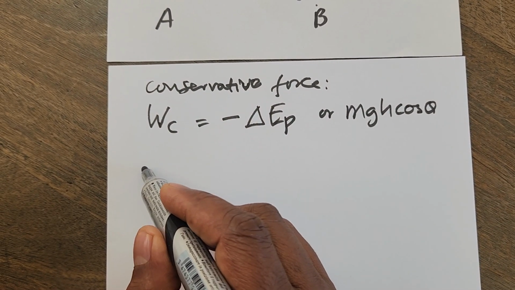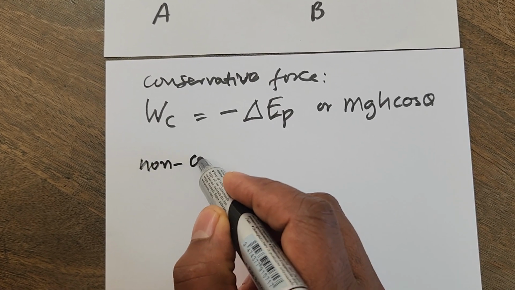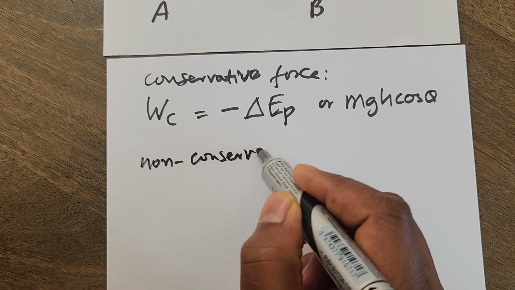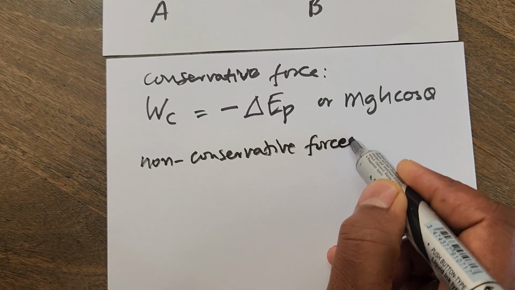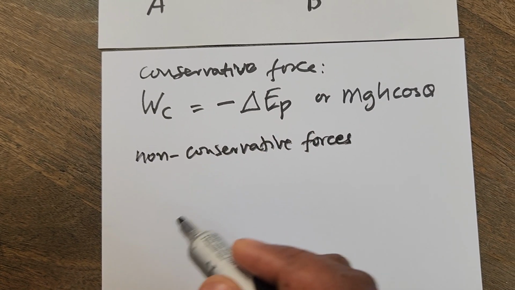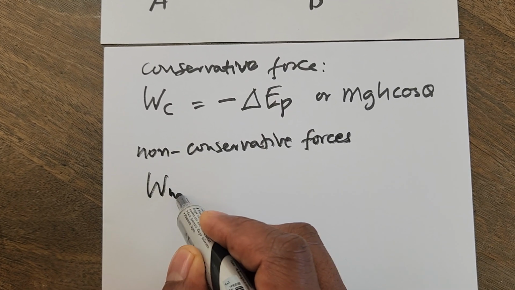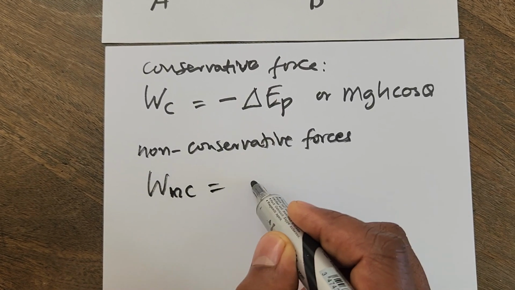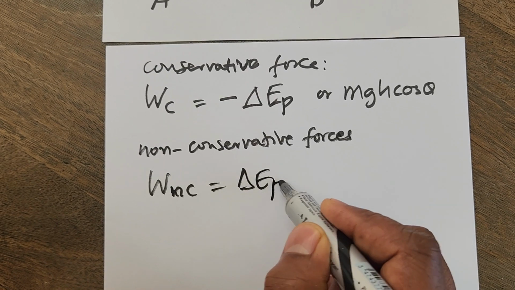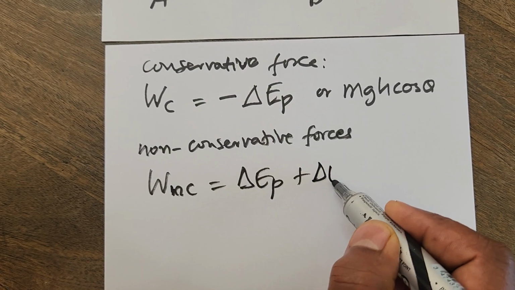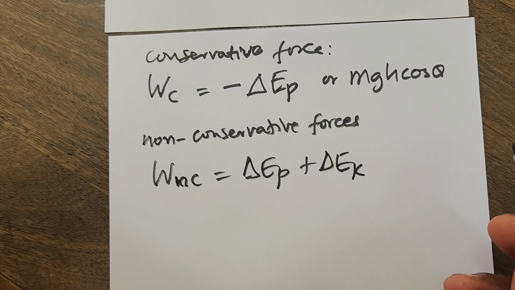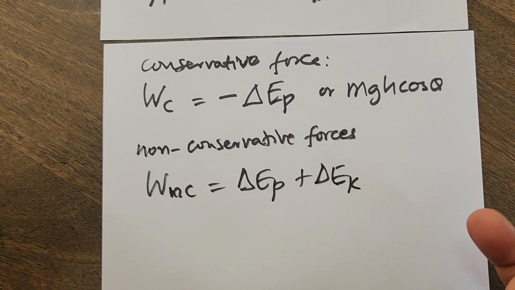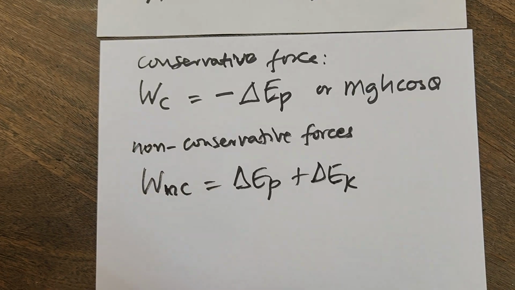And then work done by non-conservative forces will give us delta EP plus delta EK. So this is the work done by non-conservative forces. I think up to so far we are fine.